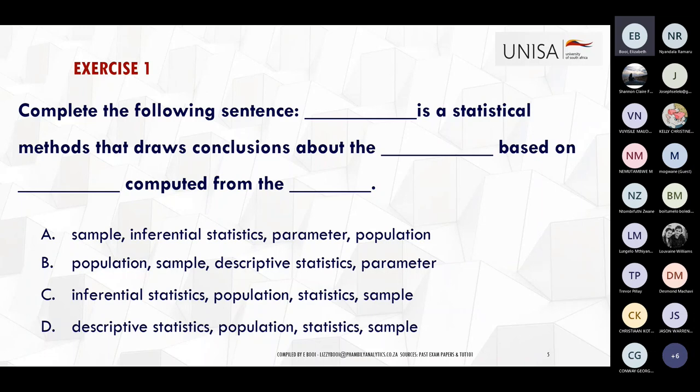Complete the following sentence. It's a statistical method that draws conclusions about the blank based on the blank computed from the blank. A, is it the sample? So if you read that, the sample is a statistical method. If that fits in that question, then you can use that. B, is it population is a statistical method? If that is correct, then you can say it's B. C, inferential statistics is a method that draws conclusions. If it's inferential statistics, then you can say it's C. D, descriptive statistics is a statistical method that draws conclusions about the blank, and you can then pick from there. So anyone who wants to try.